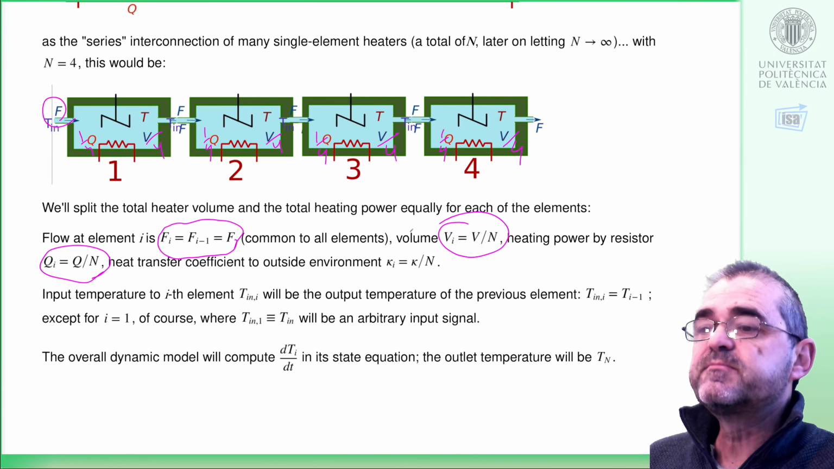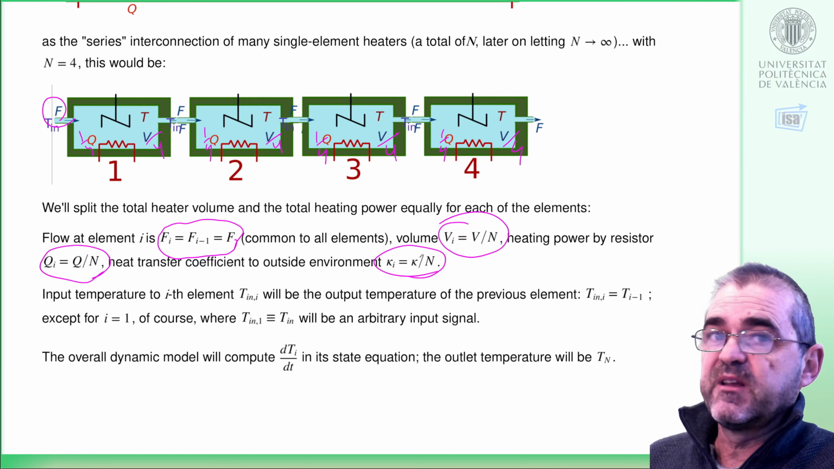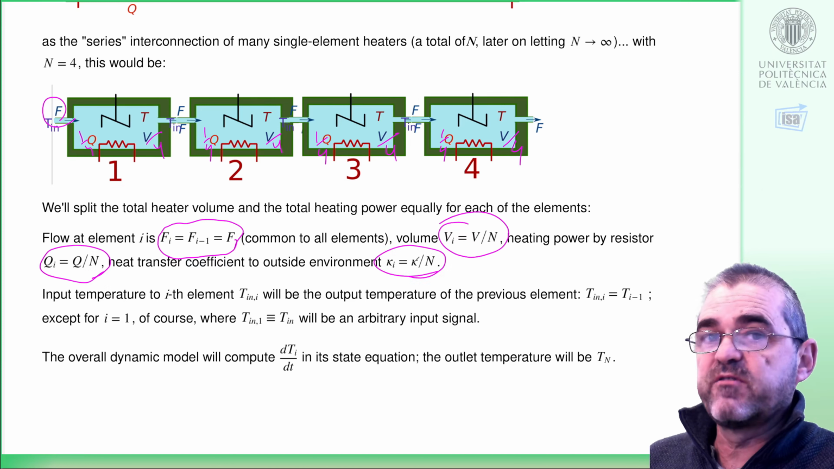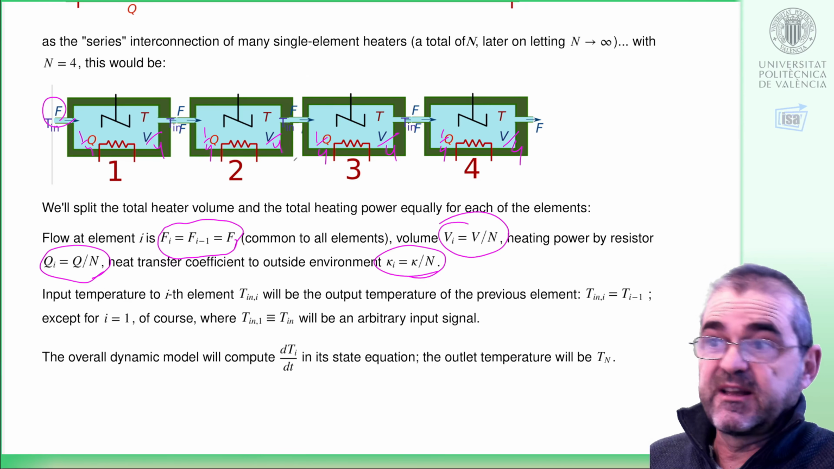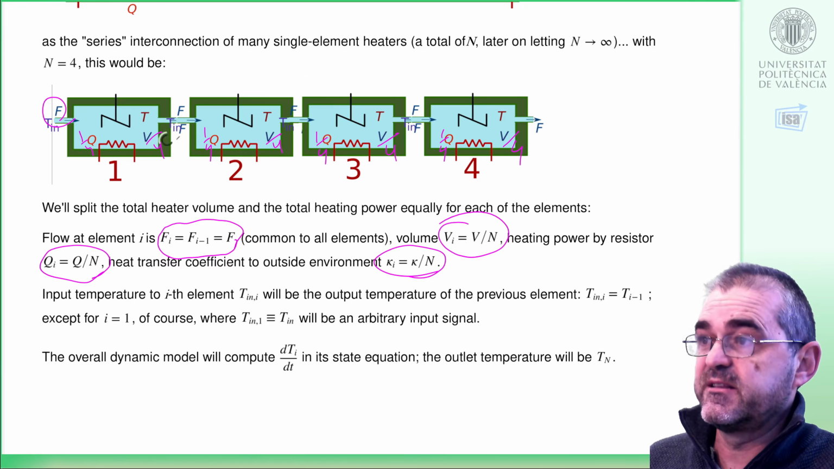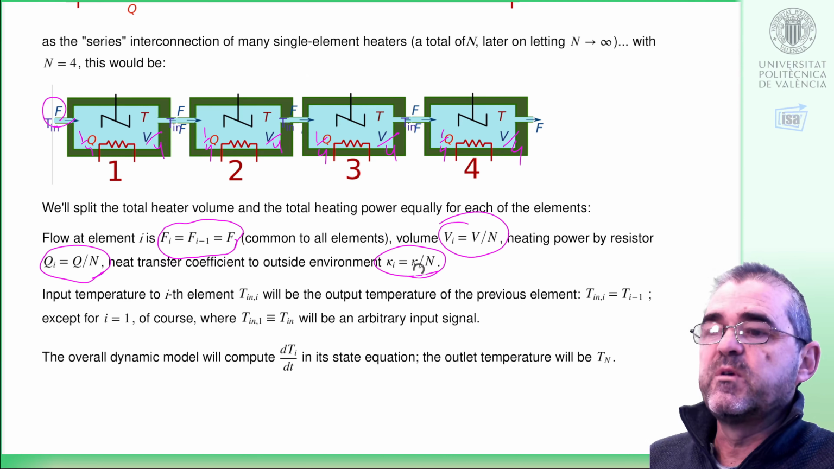We divide by 4. And the total power lost to the environment, if the whole tube has a heat transfer coefficient of kappa, then half the tube will lose kappa divided by 2 power, and in general, if we divide in n elements, then the heat transfer coefficient will be kappa divided by n.